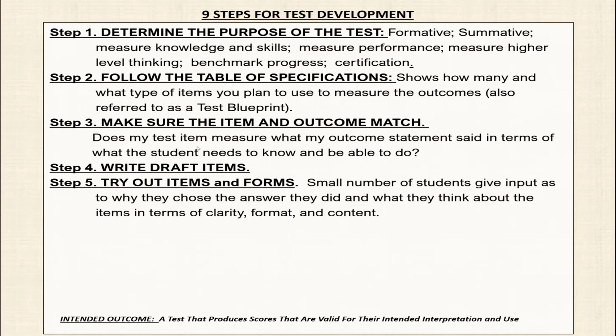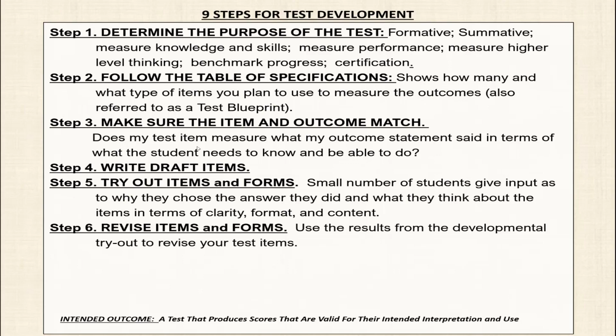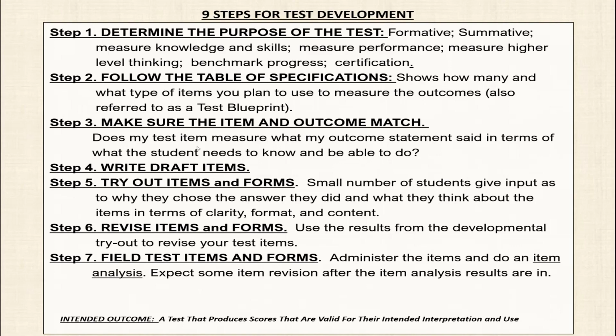So we'd write the draft items, and then I'd send them back, and they would try the items out and the forms on a small number of students to get input, like we talked about earlier, and think about things like clarity, format, and content. And then that information would be taken back at step 5, and they would revise the items and forms based on that student response. They'd use the results from the developmental tryout, is what we call it, to revise the test items. So we're in pretty good shape with items now, but they had to be field tested, both the test items and the forms, and they have to pass an item analysis.